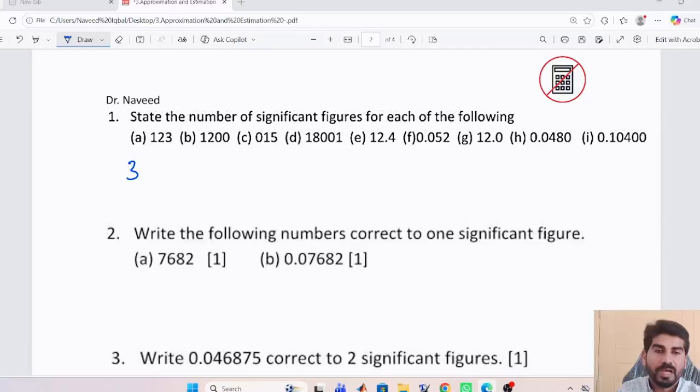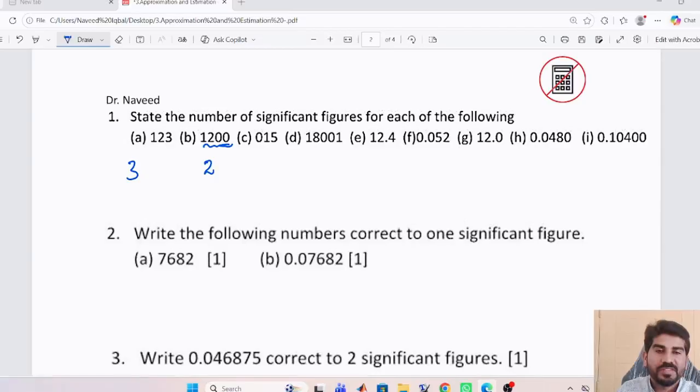Next, part B, 1200. You can see these 2 zeros. Sometimes these may be significant, and sometimes these may be non-significant. If we approximate this number to the nearest 100, then there will be 2 significant figures. If we approximate it to the nearest 10, there will be 3 significant figures, and if we approximate 1200 to the nearest whole number, then there will be 4 significant figures. But we are considering here 2 significant figures, where the zeros are non-significant.